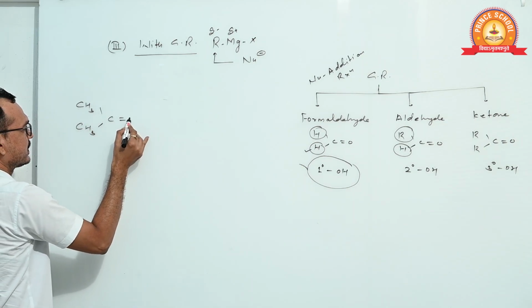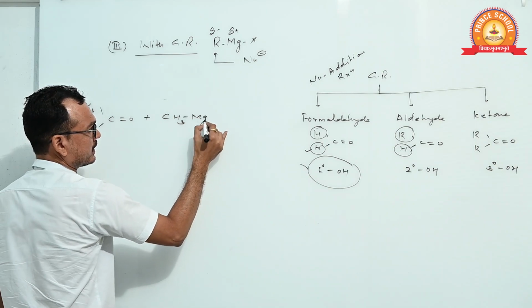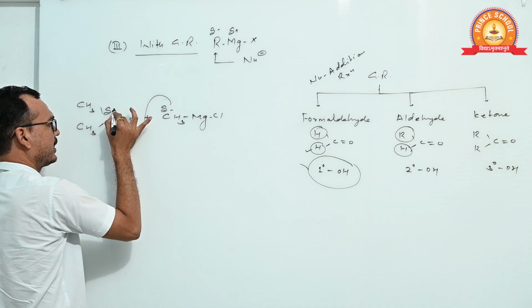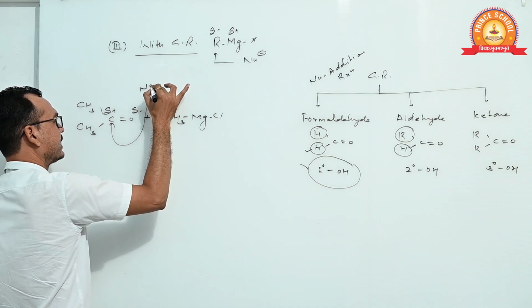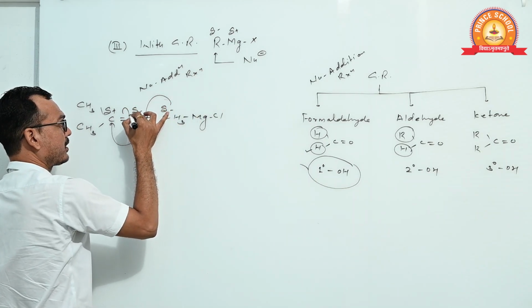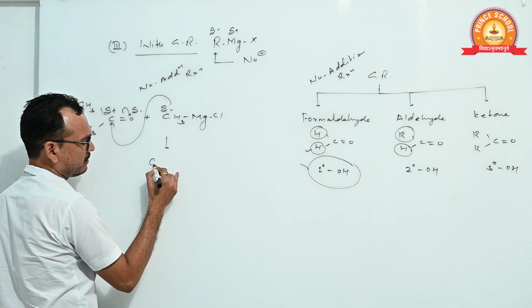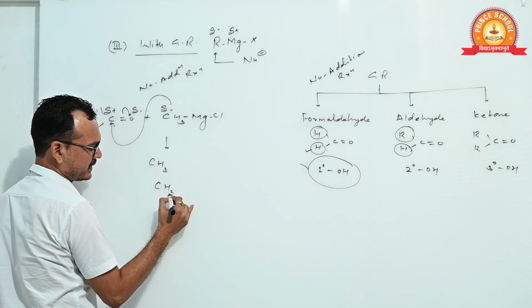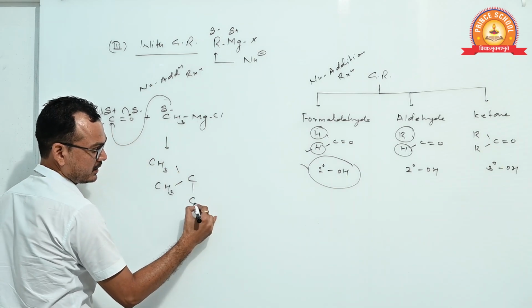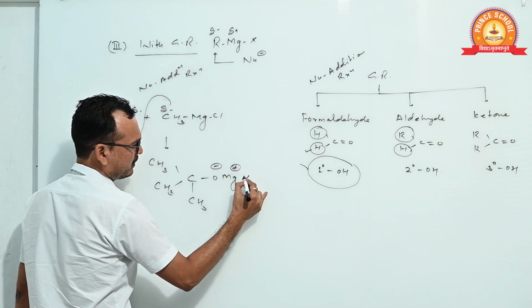It is CH3 C double bond O plus CH3 MgCl. It is the negative charge attack on carbonyl carbon, same pattern. It is the nucleophilic addition reaction, and electron density transfers to the more electronegative oxygen atom. Then we get CH3 C, and this CH3 is also attached to this carbon, with CH3 and oxygen bearing a negative charge, Mg plus X.